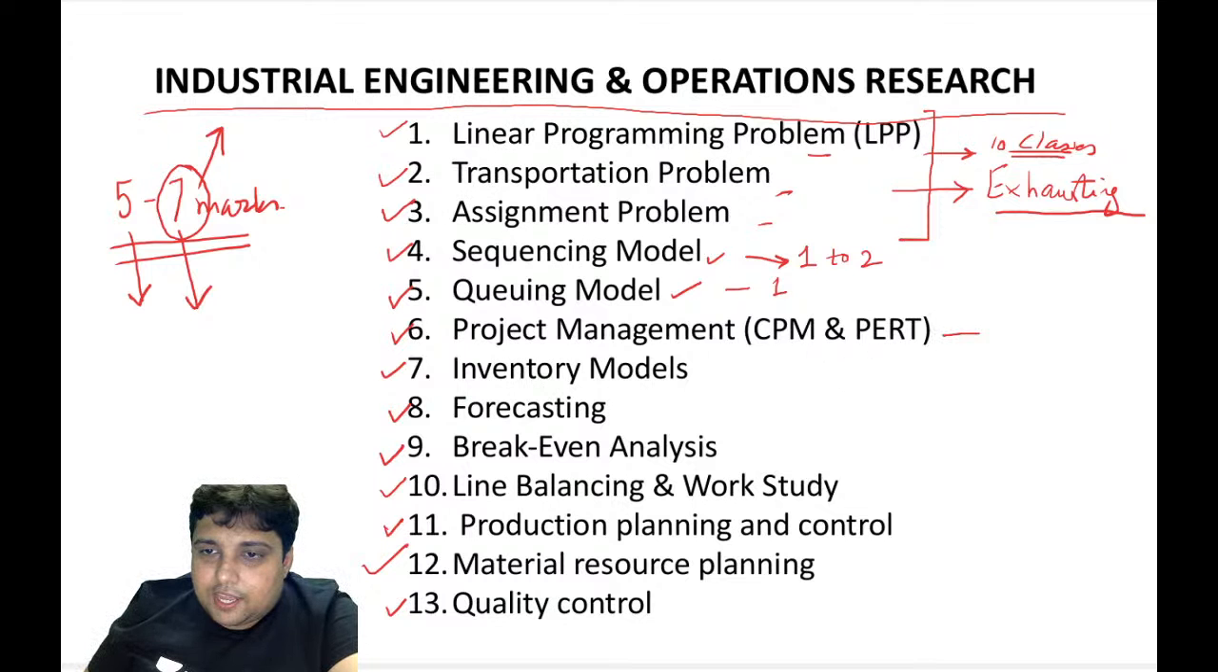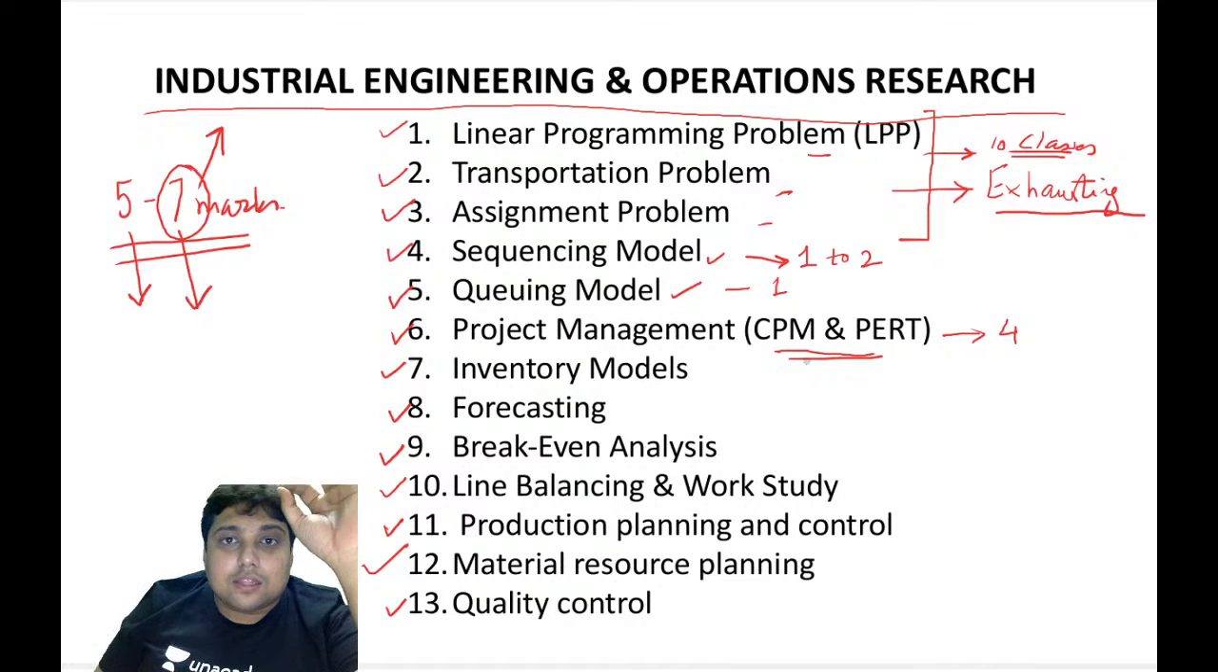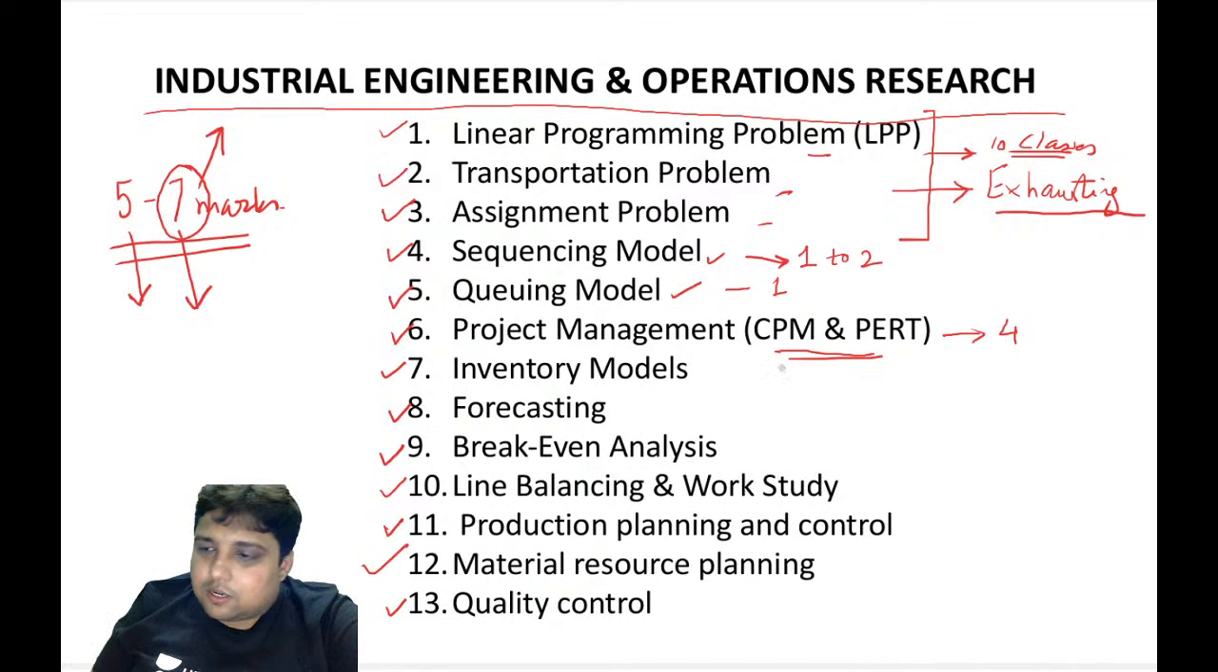Project management will take 4 classes. Very important topic. Very, very important topic, CPM and PERT. Especially for the ESE prelims part also, this topic is very important. Out of the 10 subjects that there are in ESE prelims, there is 1 subject that is project management. Questions come straight away from it in the ESE prelims. Okay. And also for the GATE examination, it is a very, very important topic. Even civil engineering aspirants can come to this channel when I will be teaching this part. Okay. It comes in civil and mechanical both.